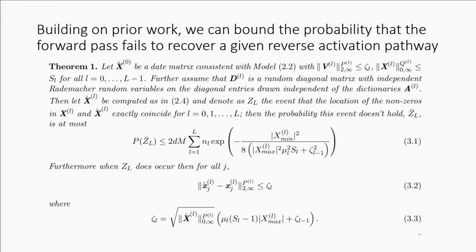So here is the bound that we've come up with. I don't expect you to read it and intuitively get it, but this is the result that we're saying can be proved. Essentially, I can bound the probability that the activation path is recovered. I can provide an upper bound on the failure and therefore a lower bound on success.